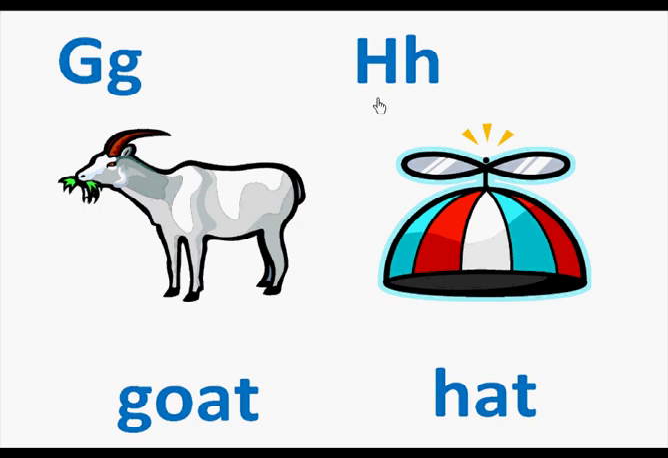Here's a capital H, a small h, a picture of a hat, the word hat. The letter H makes the sound H. So we'll read this page. H, hat, H.